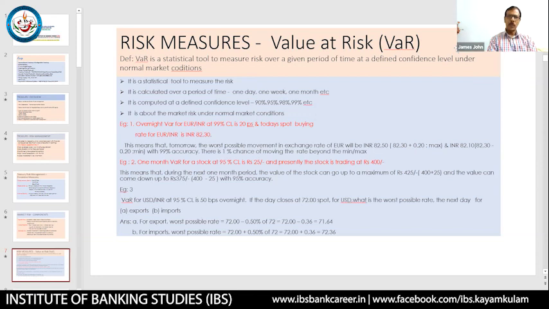If you split it up, you can have 4 sentences. It's a statistical tool to measure the risk. So what is VaR? It's a statistical tool to measure risk. That means it is not exact. It's only a prediction. Because statistics, you must be knowing, like in the morning there will be a weathercast.